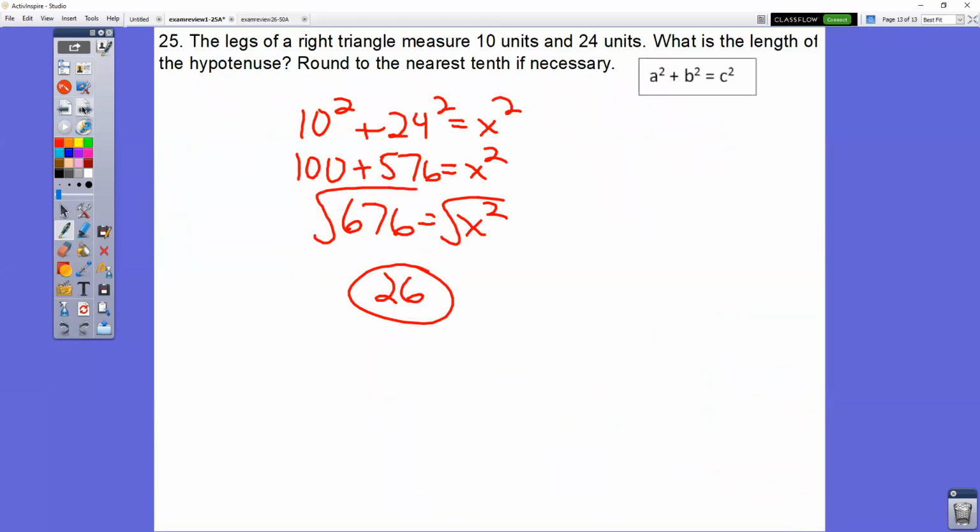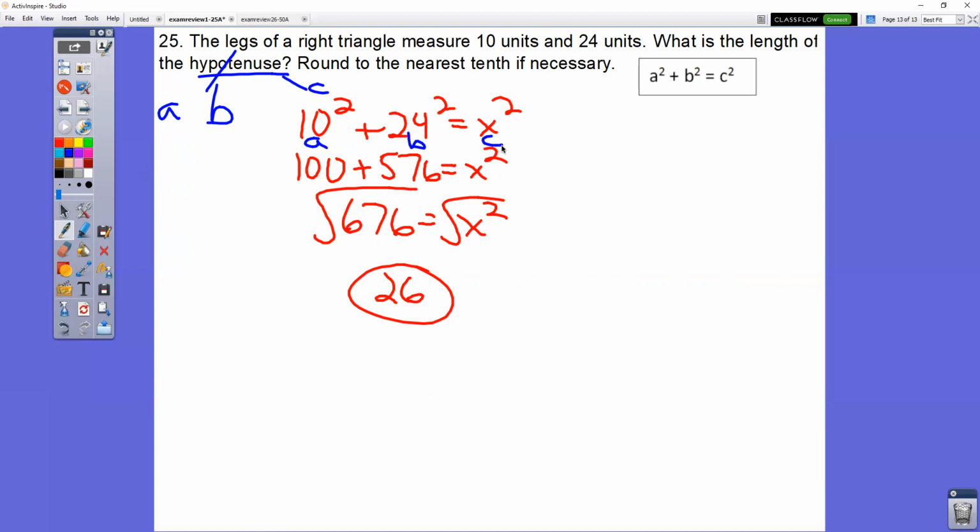And in number 25, the legs. Legs mean your A and your B side. Hypotenuse is your C side. So you're given the two legs of 10 and 24. So that's your A and your B. You're looking for the hypotenuse, which is your C.